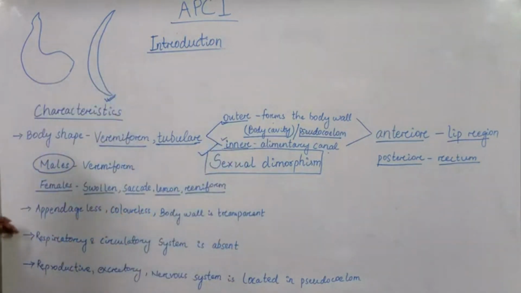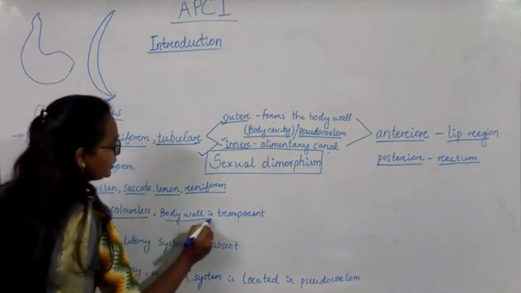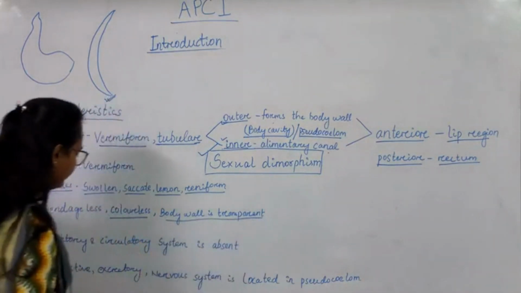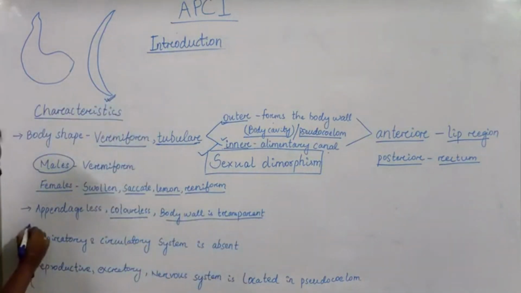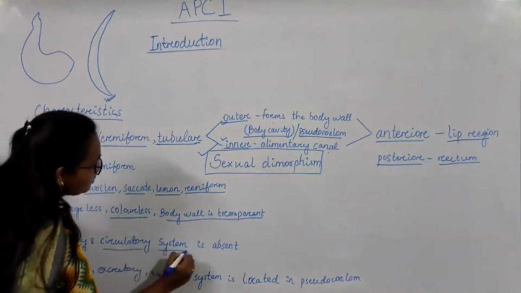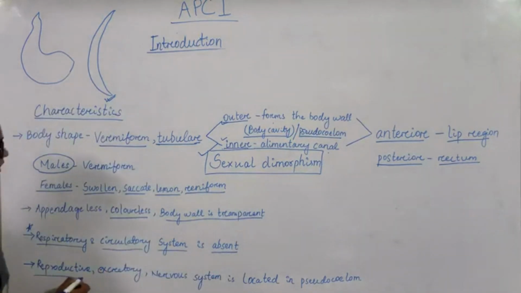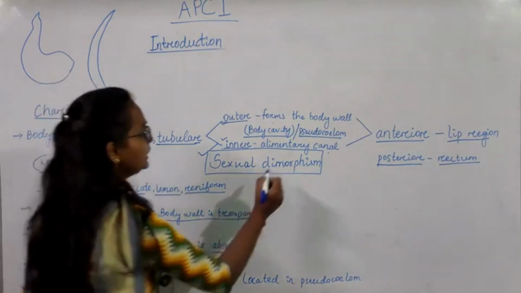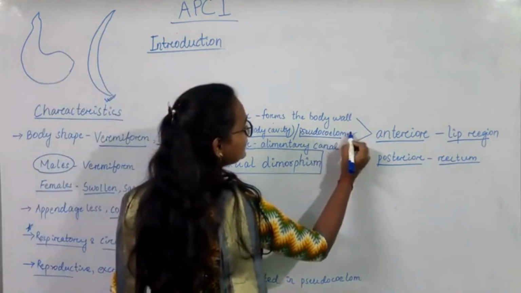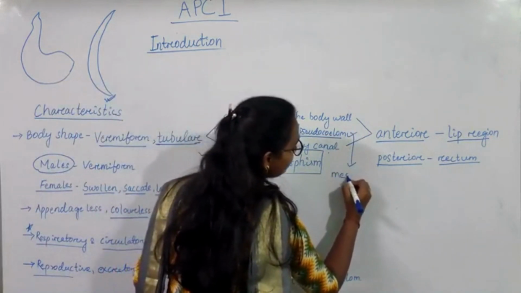Coming to their other characteristics, they are appendageless and colorless, no color is there, and the body wall is transparent, which means we can see clearly. And most important, the respiratory and circulatory systems of the nematode are absent. And the next are the reproductive, excretory and nervous systems. These systems are located in the pseudocoelom, and in the pseudocoelom the mesodermal lining is absent.